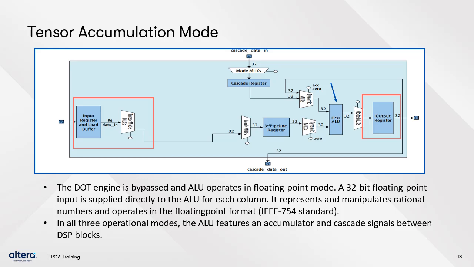In all three operational modes, the arithmetic logic unit features an accumulator and cascades signals between DSP blocks. In the modes where the dot engine is used, weights are preloaded into two sets of ping-pong buffers that can be selected during computation using the load buffer select signal. There are two different methods for preloading the weights: the data input feed preloading method and the side input feed preloading method.